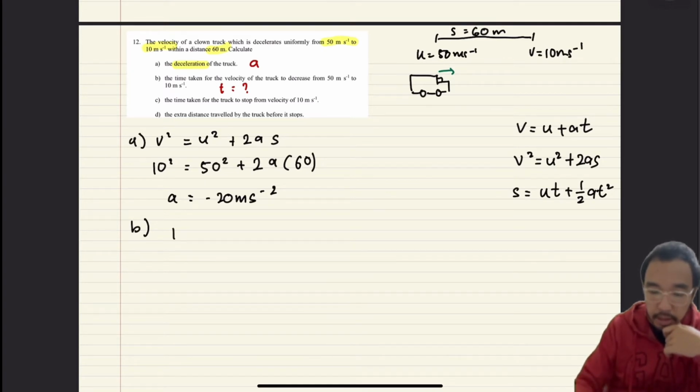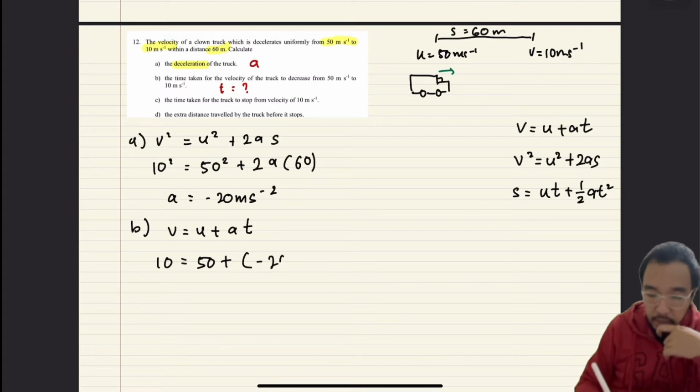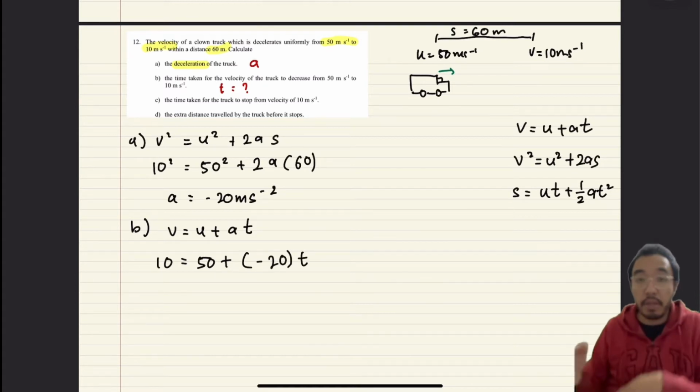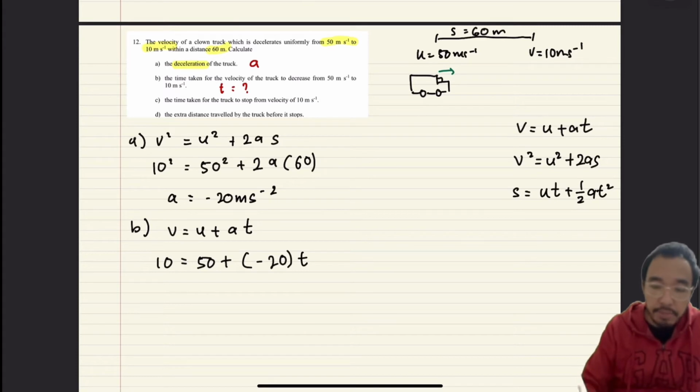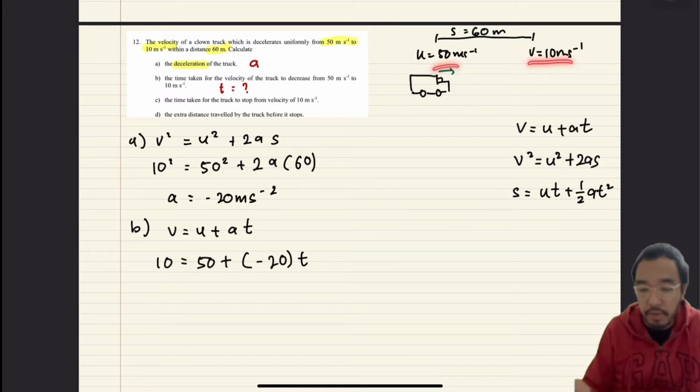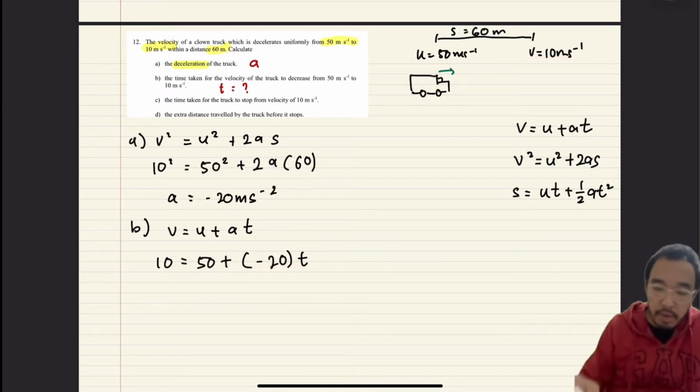Okay, sorry, I might have to write the equation first. V equals U plus AT. So final velocity is 10. It starts from 50, plus, we know that the A is 20. Don't forget to put the negative. So A here actually represents the direction. The negative represents the direction. So since we assume that all of this is to the right, we know that this one is to the left. So I think this might be the best if you write the answer before this.